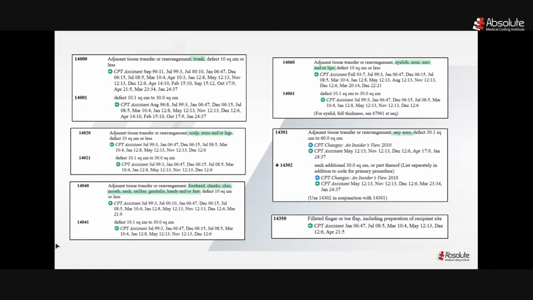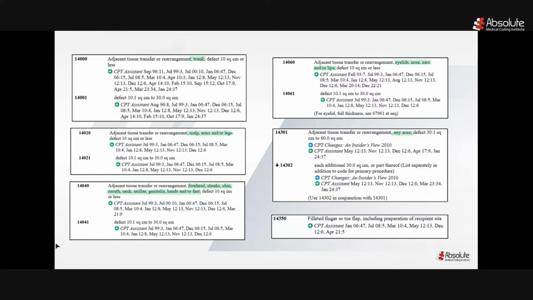For the forehead, cheeks, chin, mouth, neck, axilla, genitalia, head, and/or feet, you have code 14040 through 14041. For the eyelids, nose, ears, and/or lips, you have code 14301 to 14302. So within each body area, the codes are further classified based on their defects. And there is also a flap code, like a filleted finger or toe flap, that is 14350.